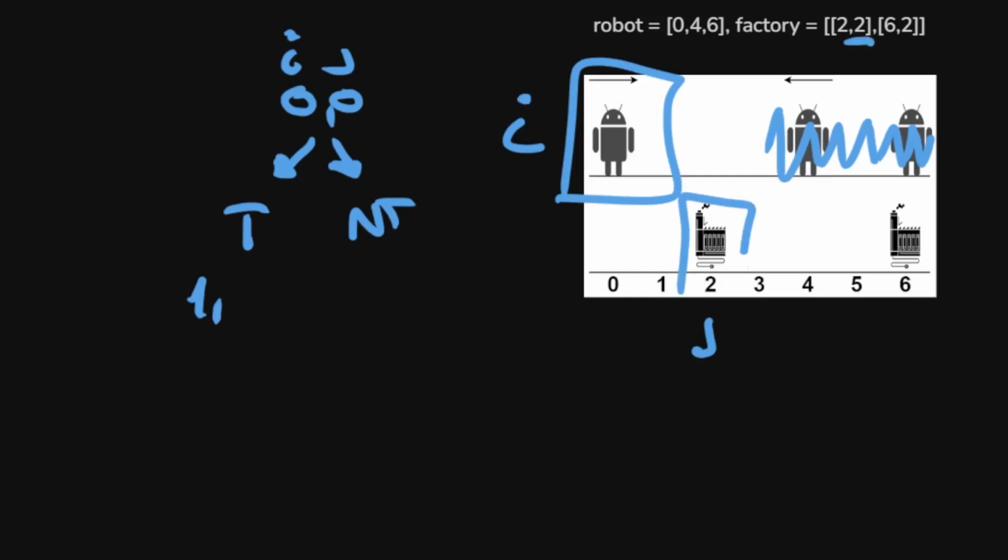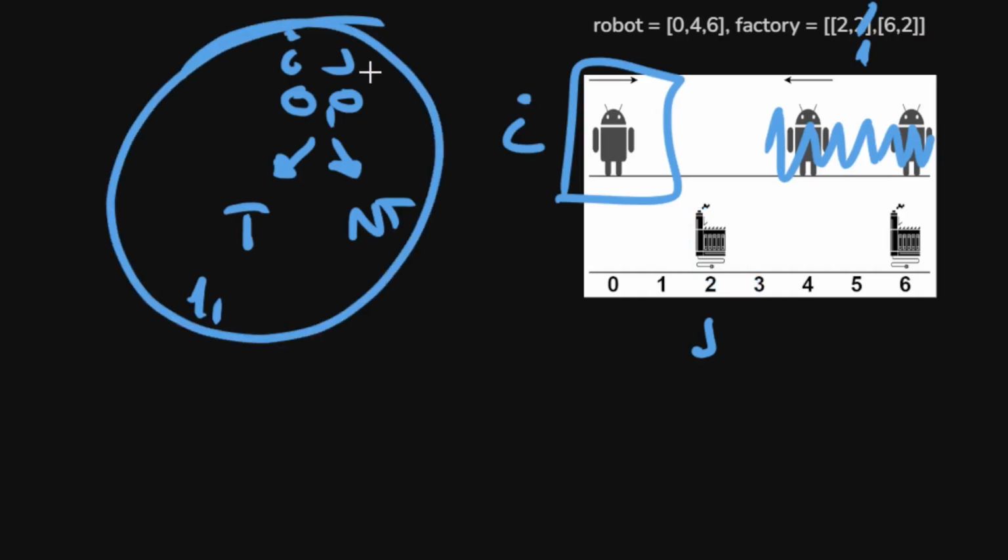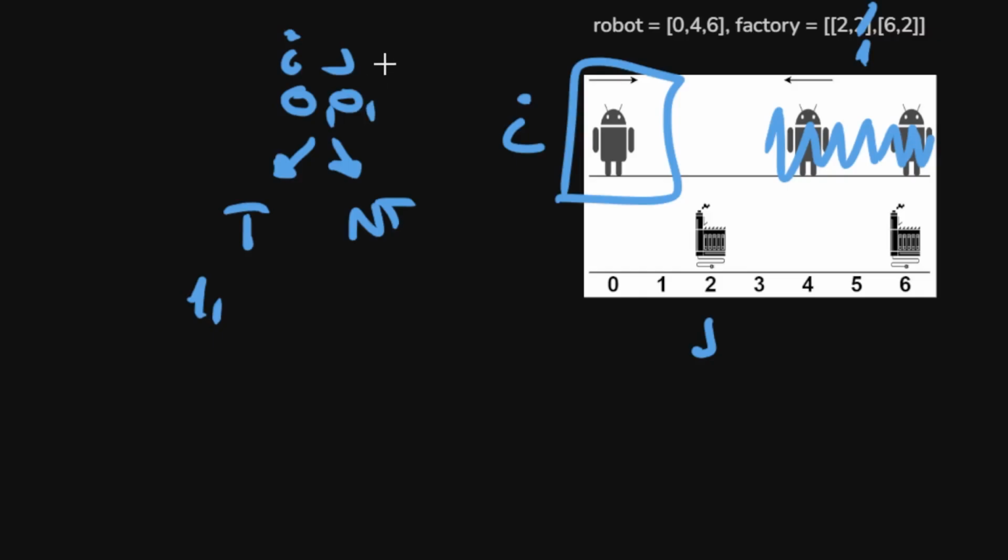In this case, the limit is 2. So if we use it to repair this robot, the limit decreases by 1. But this is still available. So we are missing something here. We should keep track of something else. And the key here is that we can keep track of the count or the limit of the factory that we are seeing at index j.